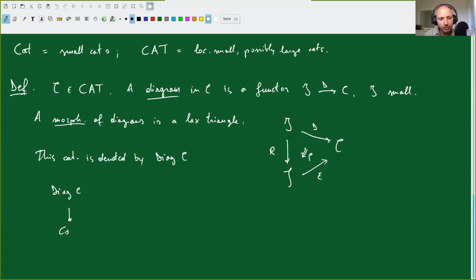Okay. So the forgetful functor to Cat, the map that sends this to just I, is a fibration. It's a fibration with Cartesian morphisms given by those that in here have just the identity, so that just commute. Okay.